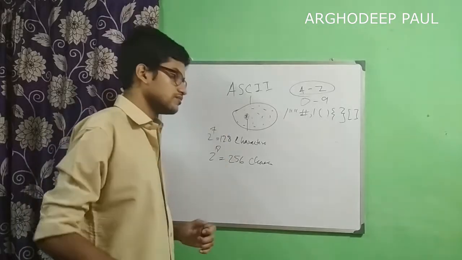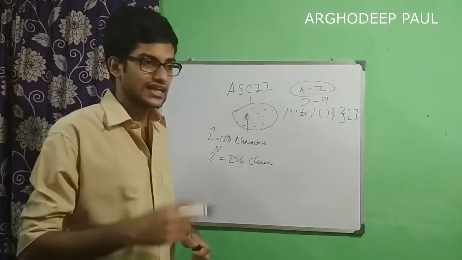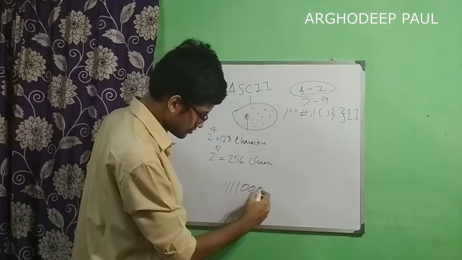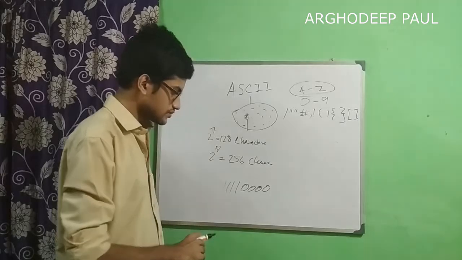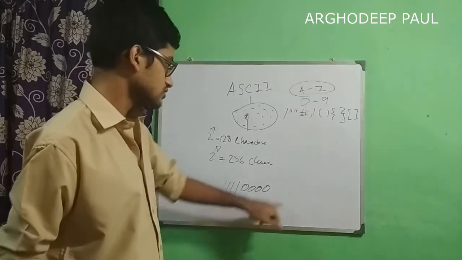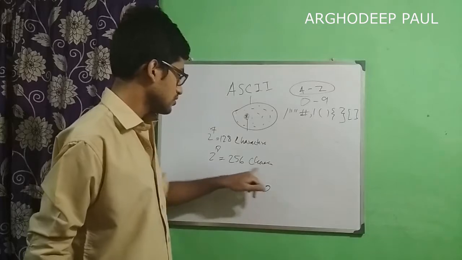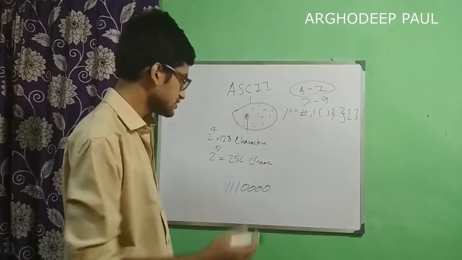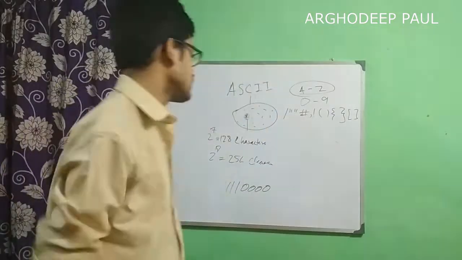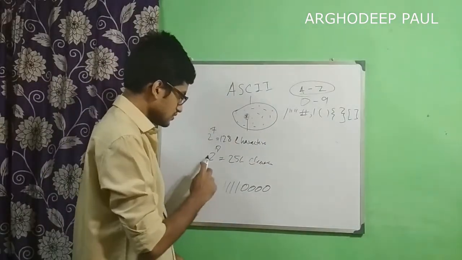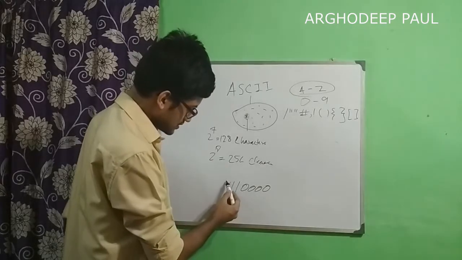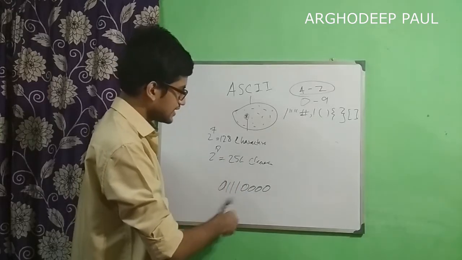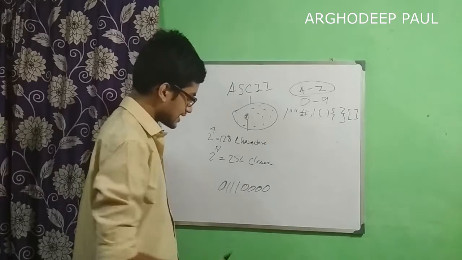I am just adding another bit which could be 0 or 1, like 1 1 1 1 0 0 0 0. Let's say this is also 1 byte of code, or 1 byte of bits. 8 bits always make 1 byte. So here I was using 0 for any character in the character set.